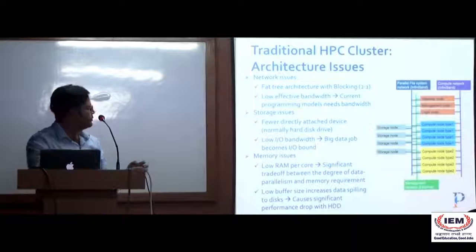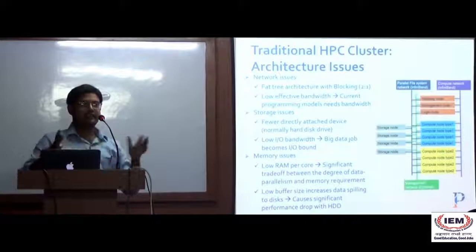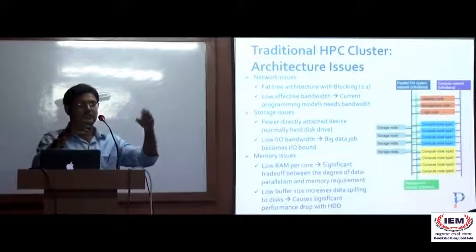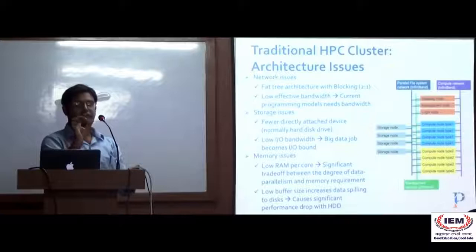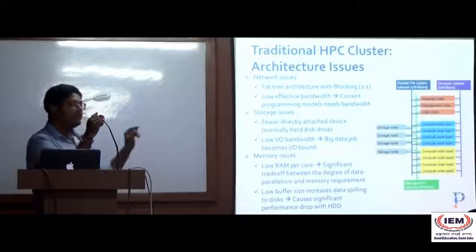Normally in the traditional supercomputer, there are very few directly attached storage devices, and mostly they are hard disk drives. With only one hard disk drive and lots of data, there is huge I/O latency, a huge delay in the I/O, and that is very high when it comes to terabyte-scale data. Just to give you an idea, processing a human genome with a normal supercomputer like this can take up to 30 days, just because of this problem. So you need to be very careful when designing a cluster, not only the processor.